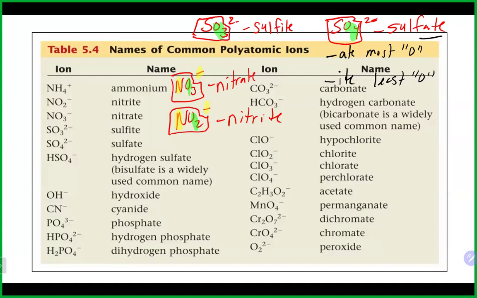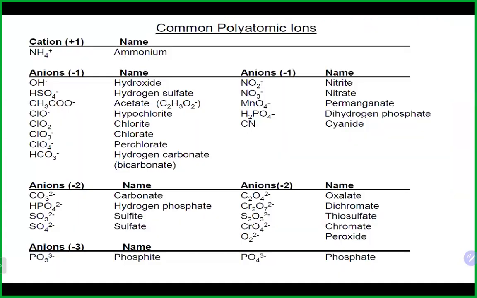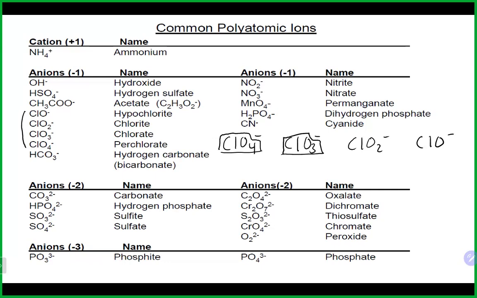There are also groups of 4 that are related to each other. And the most common group of 4 is right about here. We have ClO4 minus, ClO3 minus, ClO2 minus, and ClO minus. Now, every single one of these has a -1 charge. Every single one of these has a chlorine. The difference here, once again, is the number of oxygens in this grouping of 4.